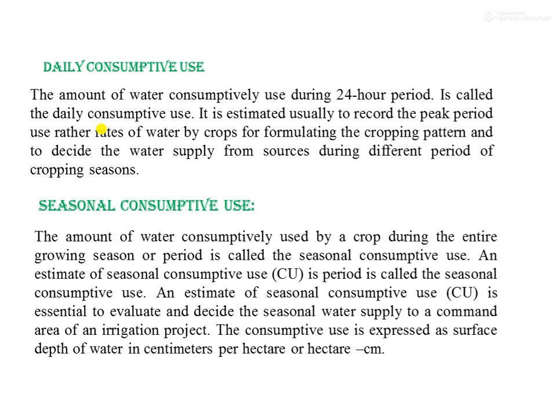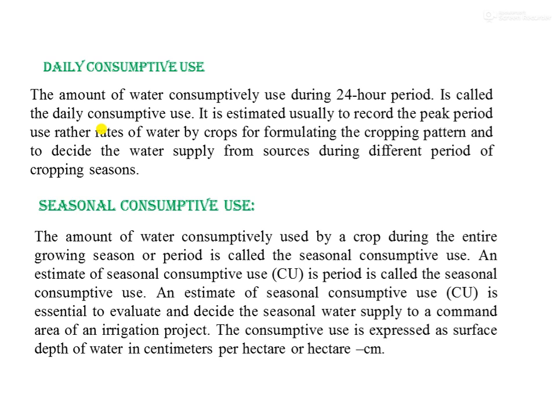It is usually estimated to record the peak period use rates of water by crops for formulating the cropping pattern. Cropping pattern is the yearly sequence and spatial arrangement of crops on the same piece of land in a given period of time, and it is used to decide the water supply from sources during different periods of the cropping season.